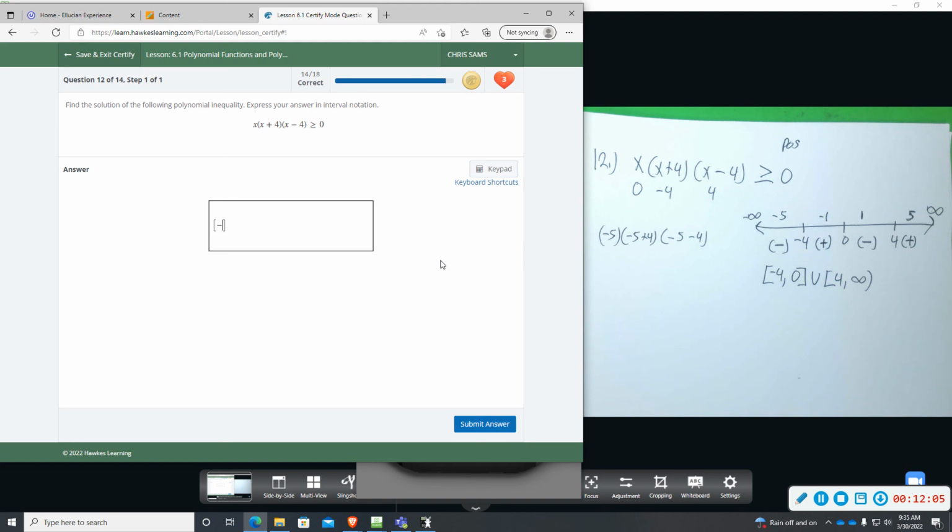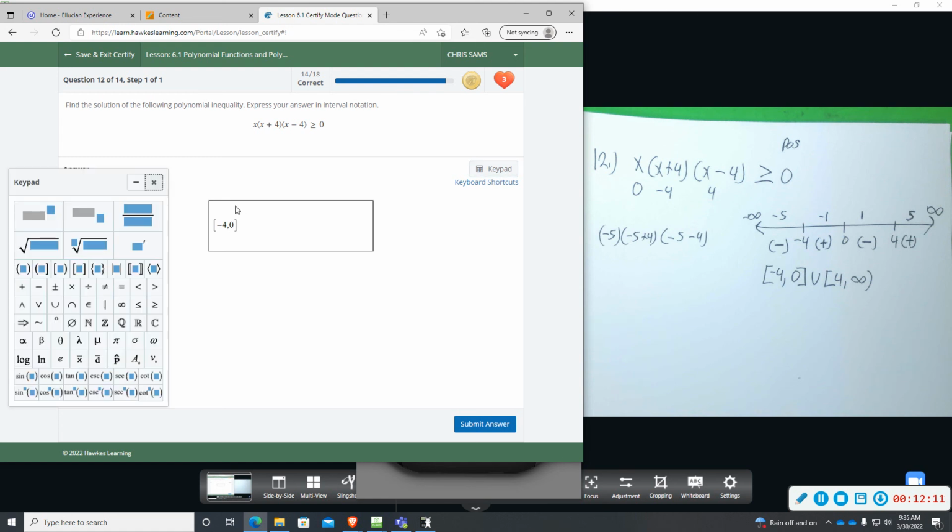Bracket negative 4 comma 0, and then I need union and I need the close open. I'm going to do a positive 4 to infinity.